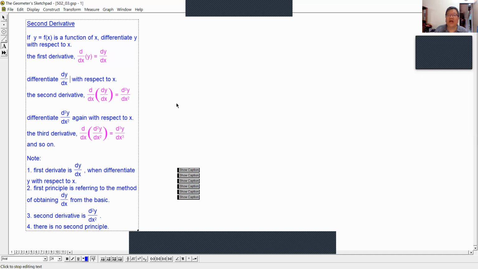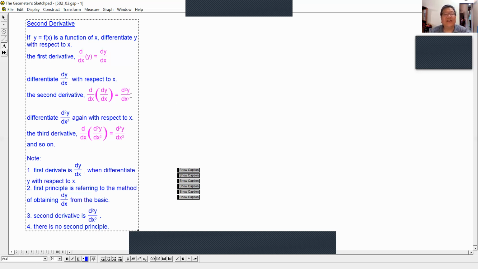When you differentiate two times, the symbol is d2y dx square. It's not d2 dy2. The y has no 2. y only appears once. The d dx appears two times. Okay, so it's d2y dx square. Any questions so far? Okay, no question.